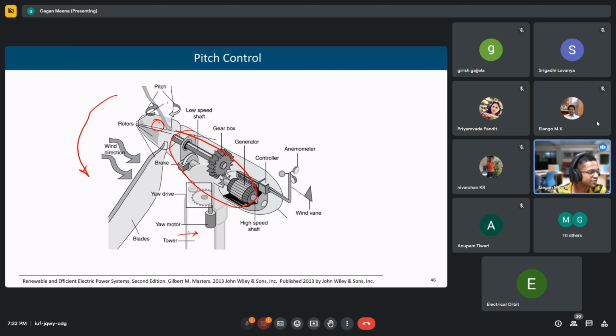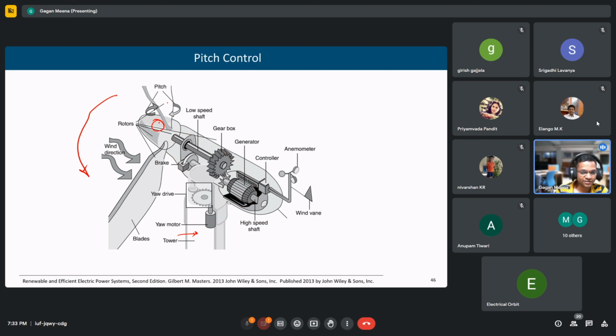And how is it going to decide what is the direction of wind? That will come from the wind vane. The wind vane is the sensor which will monitor the direction of the wind. The output of this wind vane goes to this control of the yaw motor drive, and it will be able to align the entire turbine in that direction of the wind.